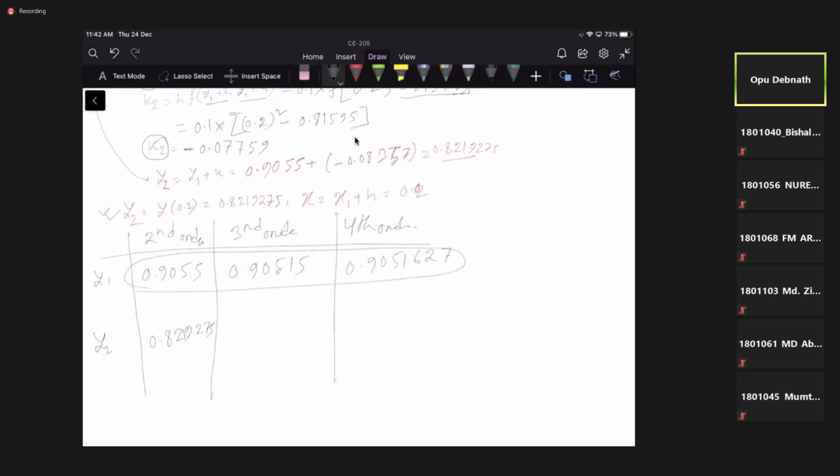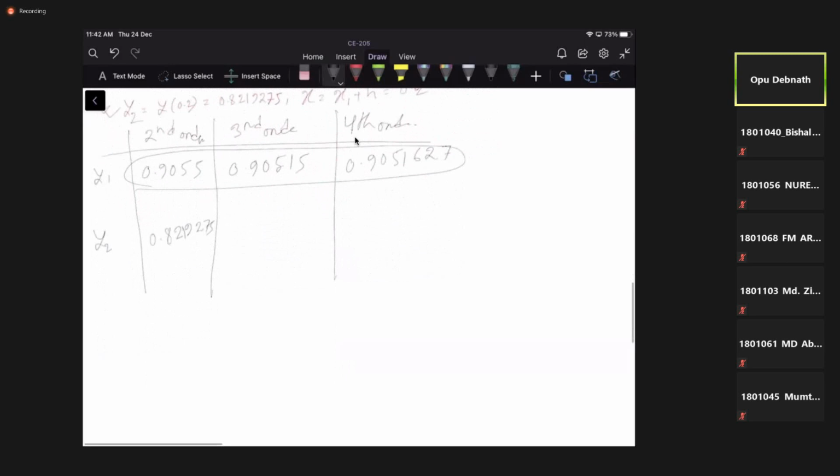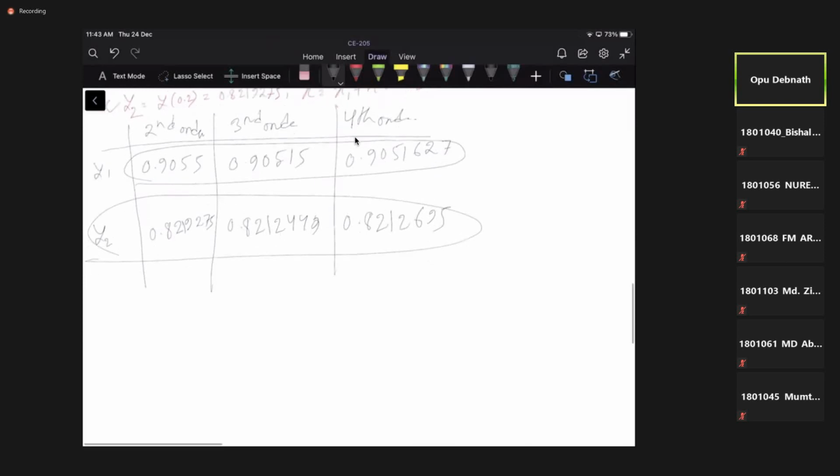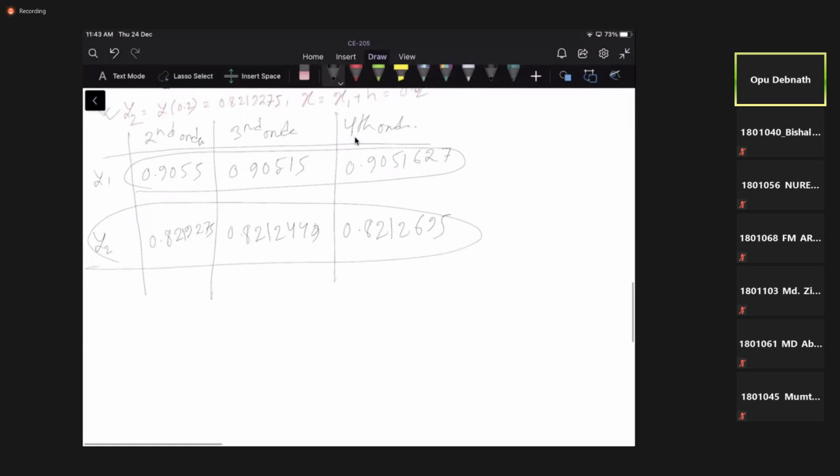Okay, if you go for the higher order, your accuracy will increase. So this is the technique how to use. And for the second, corresponding y2 value will also be changed, 0.8212449, and this one will be 0.8212695. Okay, so these are basically the changes, and you will find a change in the result.